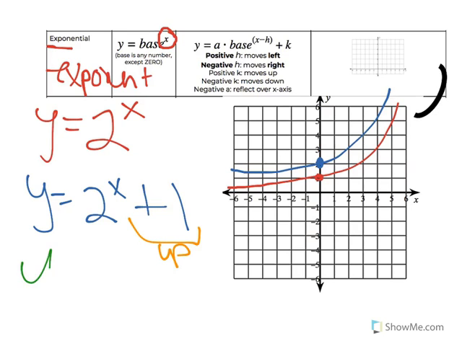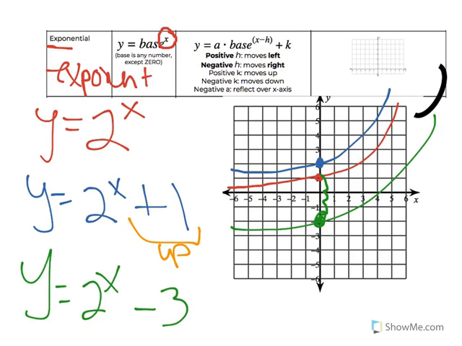Another example, we had y equals 2 to the x minus 3. We're going down 3 from the original. So originally it was at 1, so we're going down 1, 2, 3. So our point's going to go through -2 and then swoop. So that is your exponential function.